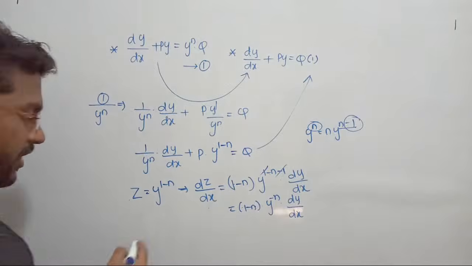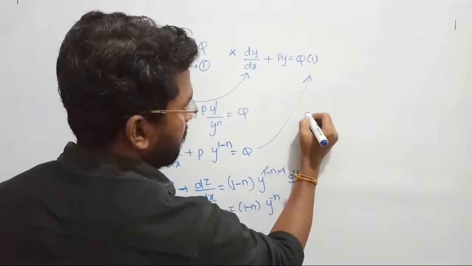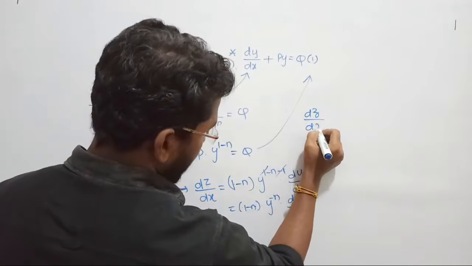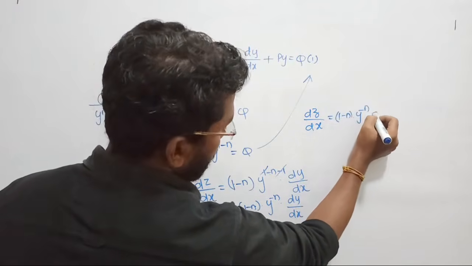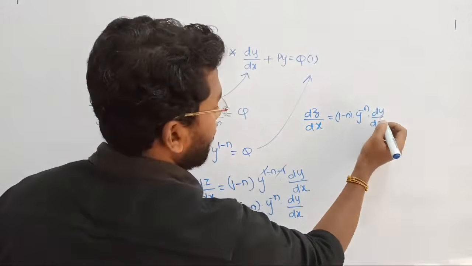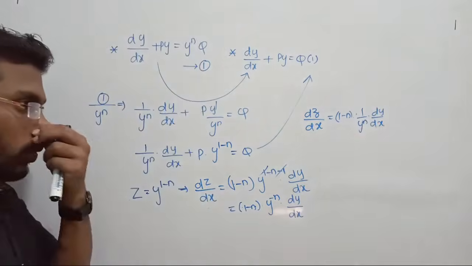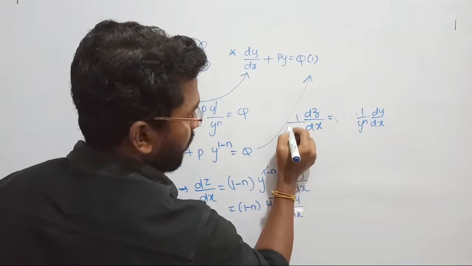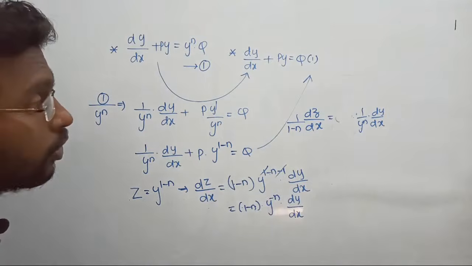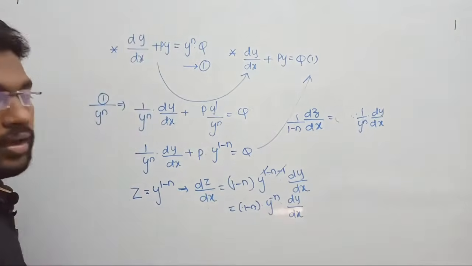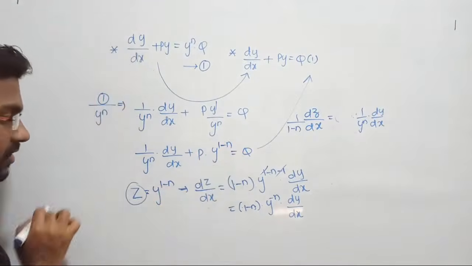So what I would like to conclude in the next step, let me rub this one. The final answer we are getting for dz by dx, I can write as 1 minus n dot y power minus n dot dy by dx. Or we can write y power minus n as 1 by y power n. Is there any mistake? No. If you pass this 1 minus n from the right side to the left side, it will become like this: 1 by 1 minus n into dz by dx is equal to 1 by y power n into dy by dx. What I have done here is this y power 1 minus n is going to be replaced by z now. Let us reduce.